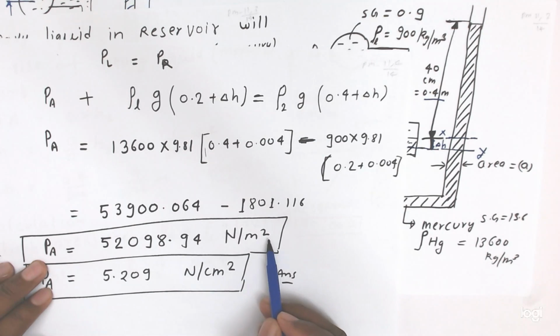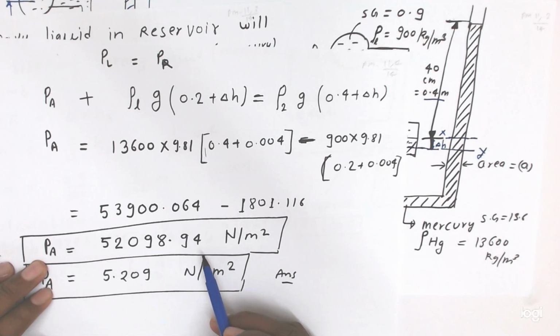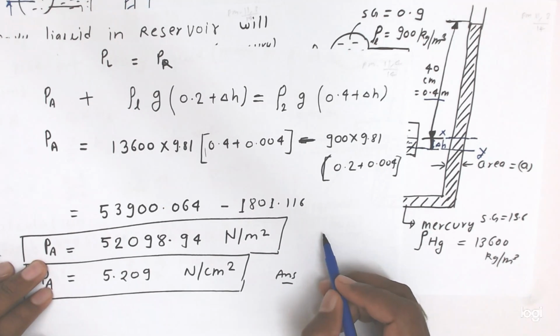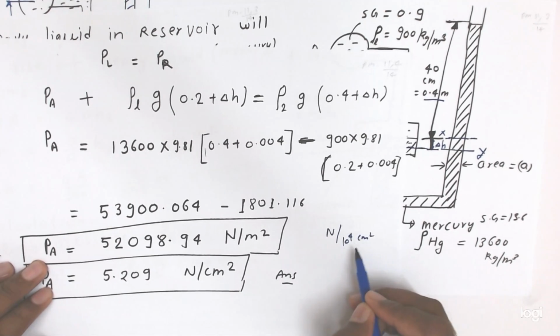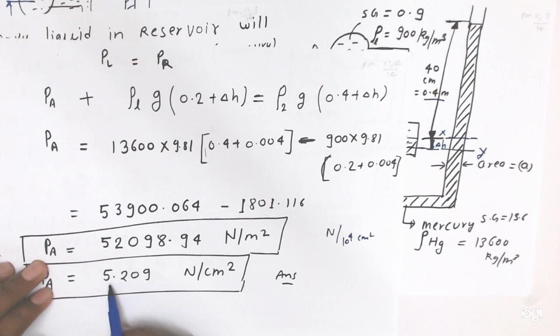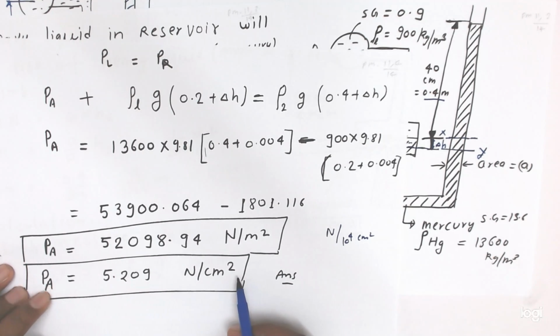pressure PA equal to 52098.94 Newton per meter square, or we can convert this into centimeter square. So we divide, since a meter square is 10 to the power 4 centimeter square, by this 10 to the power 4. So it will come 5.209 Newton per centimeter square.